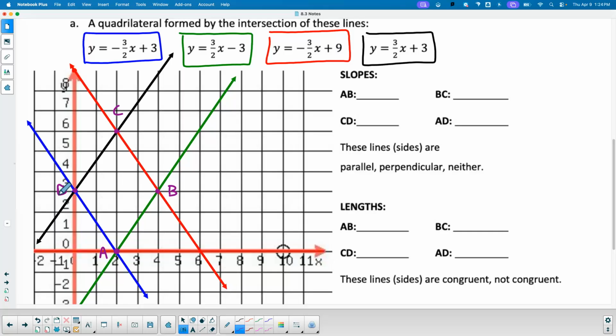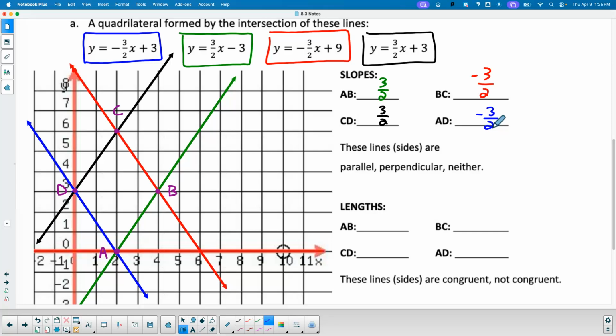So that is my green slope. What is the green slope? 3/2. BC, that is the red slope. -3/2. CD, that is the black slope. 3/2. And AD is the blue slope.